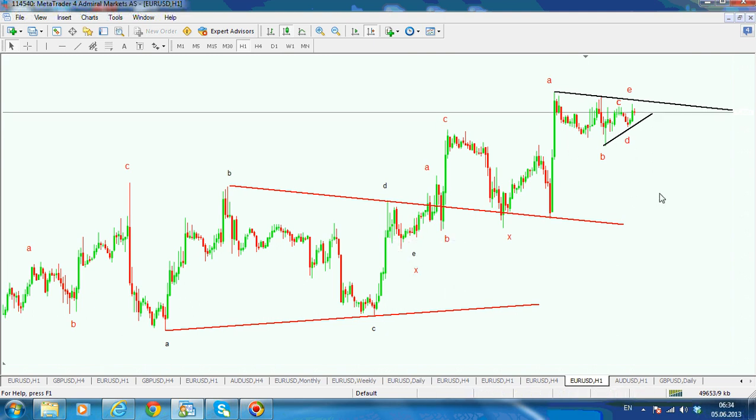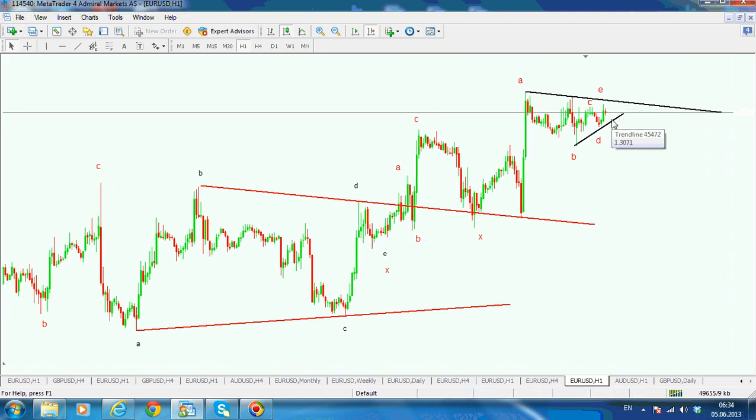Now, if this triangle here, it looks like a triangle, okay, this consolidation, if this triangle here breaks to the upside, then this doesn't mean that your count is wrong. This is still valid with the ABC, with the triangle here, but probably this triangle is just a continuation pattern and needs to be reevaluated. Now, this was just an example.